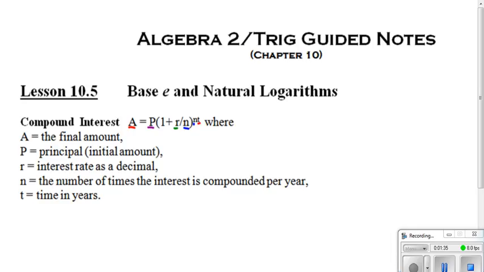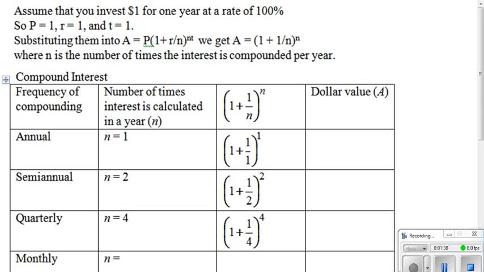So let's see exactly how this bank example plays out. Assume you invest $1 for 1 year at a rate of 100%. So at the end of the year, it should grow by 100%. That's its growth rate, which means our R is 100%, or 1. 100% as a decimal is 1. So our principal P is 1. That's how much we're starting with. Our rate of growth is 1. And our T is 1 year. T equals 1. I guess I should have underlined investment $1.